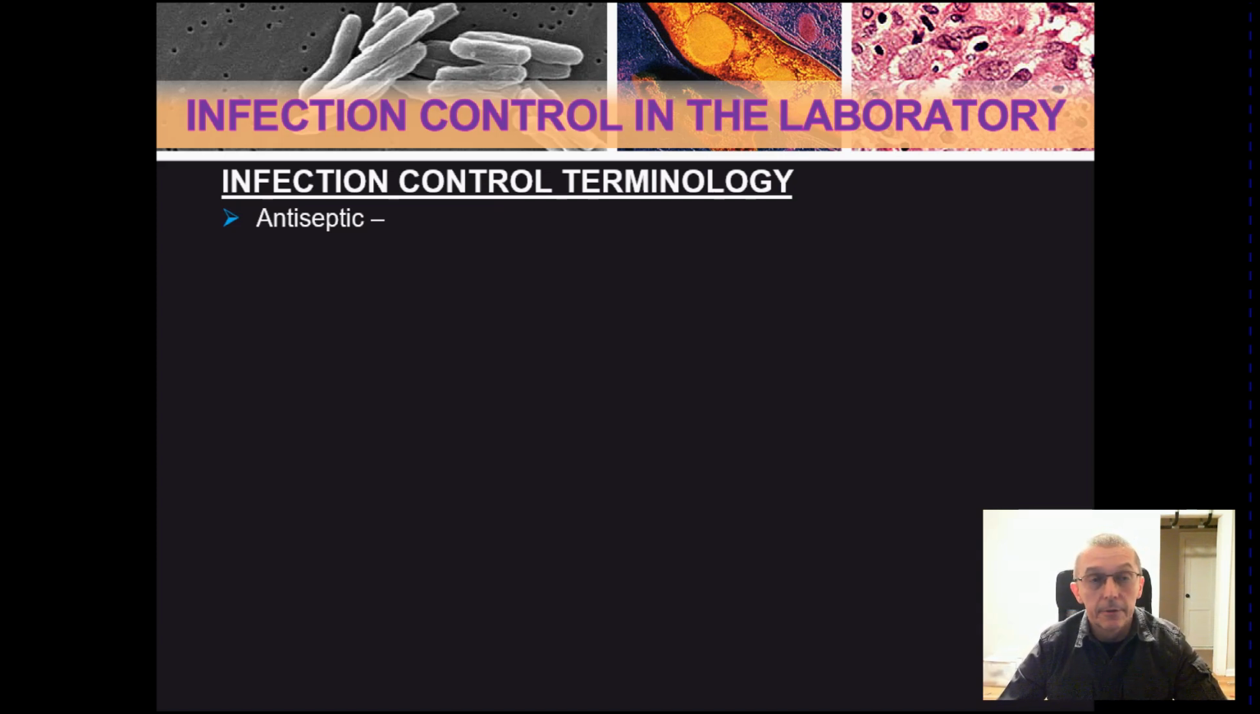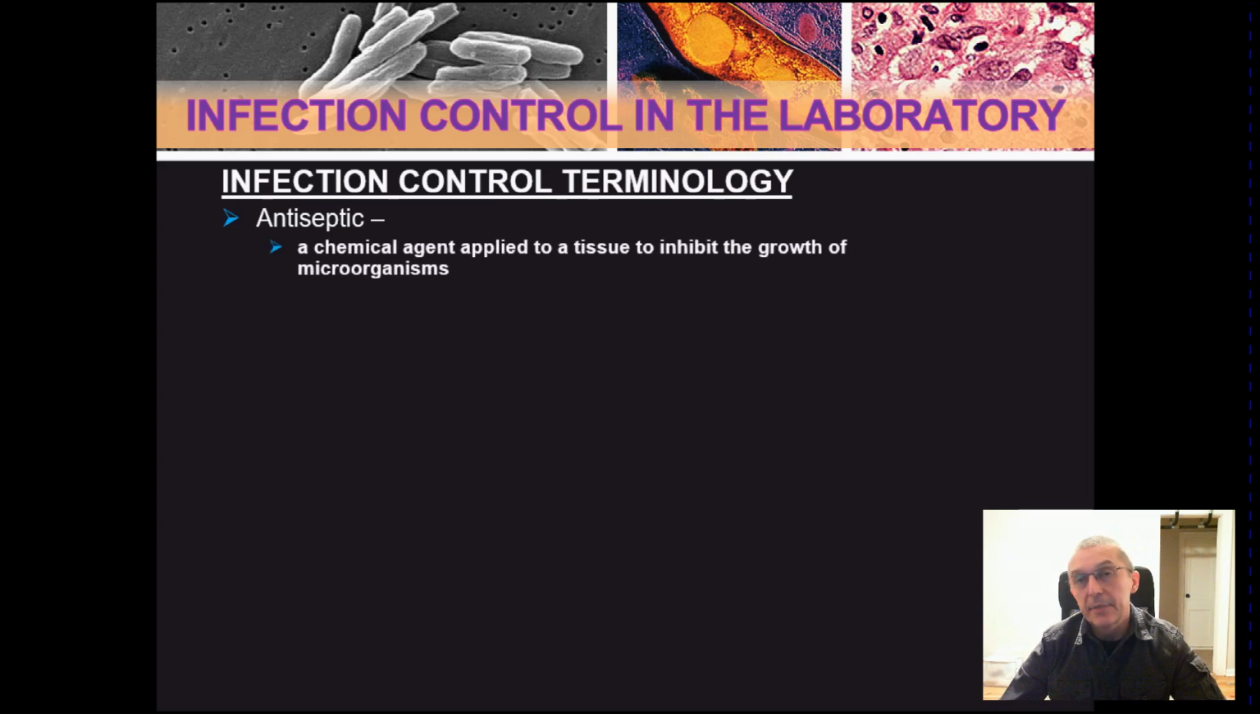The infection control terminology. So antiseptic. What is an antiseptic? It is basically something that prevents infection, like a chemical applied to a tissue to inhibit the growth of microorganisms. For instance, when you get a cut on your finger, you apply an antiseptic to it. This way you prevent additional microorganisms from entering and also kill the microorganisms that are already on the cut.